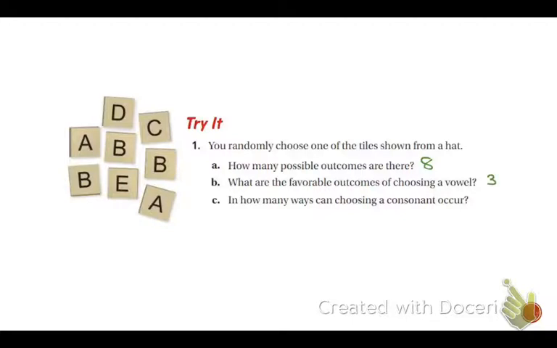3. Okay, I love it. Somebody said 37.5%, because if you were to divide by 8 and change it to a percentage, that's how you would do it. Man, you guys could teach this lesson. How many ways can choosing a consonant occur? 5. If there's 3 vowels, that means there's 5 consonants.